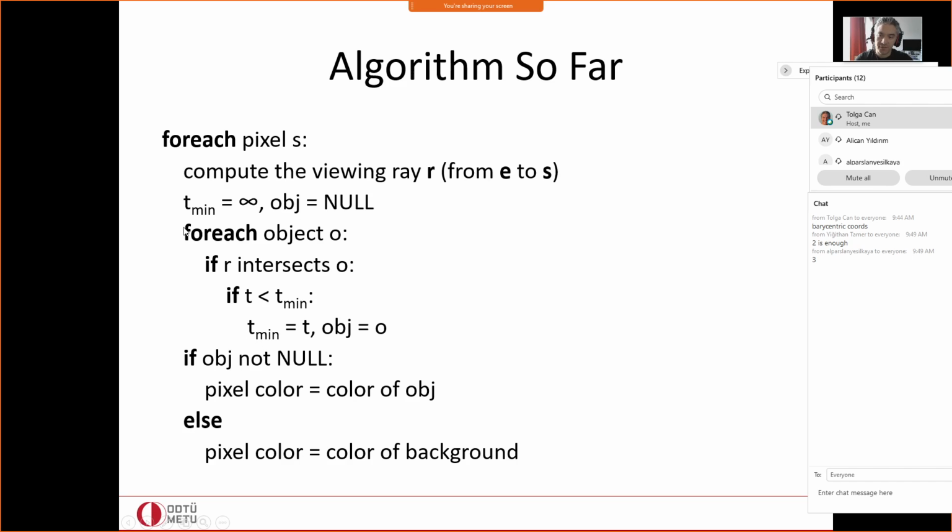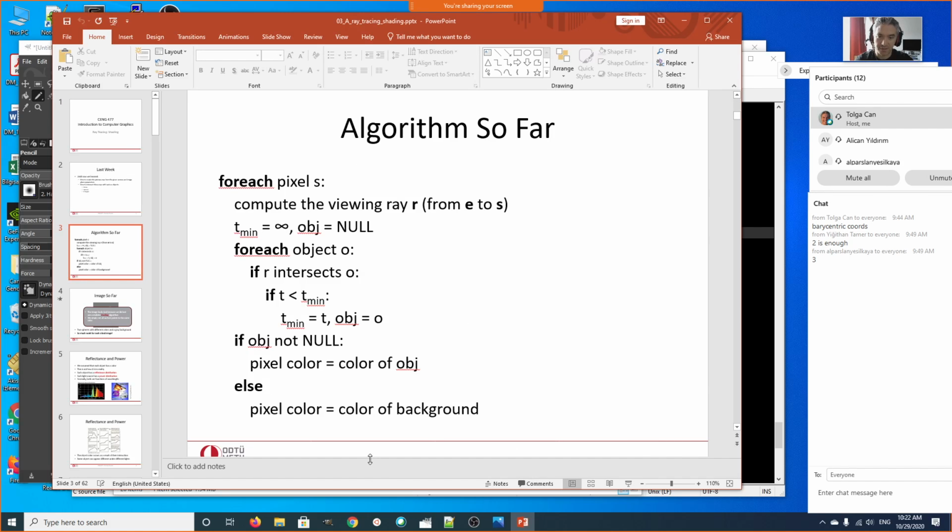And after this, so this is actually the costly part. This for loop takes a large part of the computation, where we intersect our ray with all of the objects. And at the end, if this object is not null, it means that our ray actually intersected with some object. And at that point, we just set the pixel color for that pixel to the color of the object. And this is the simplest case. I mean, if we do this, it will look like this.